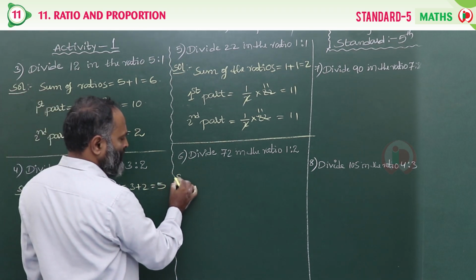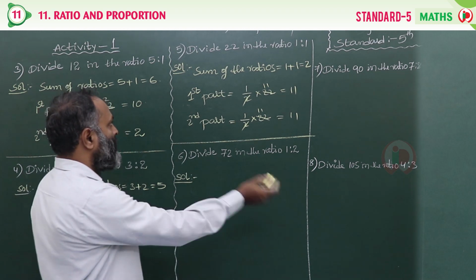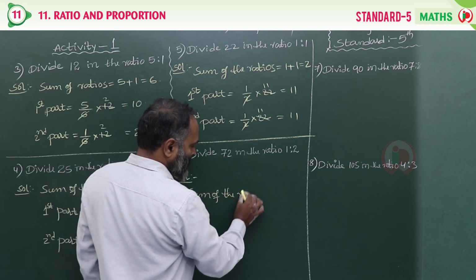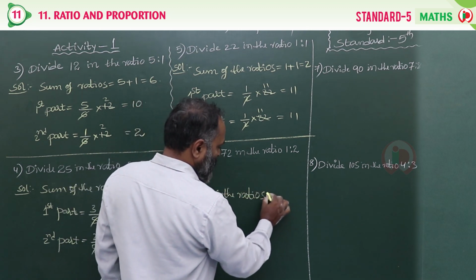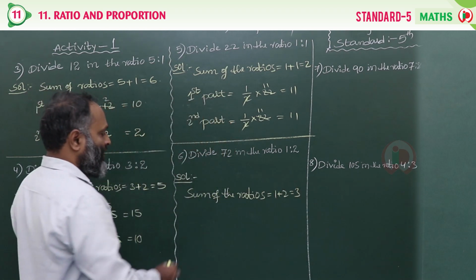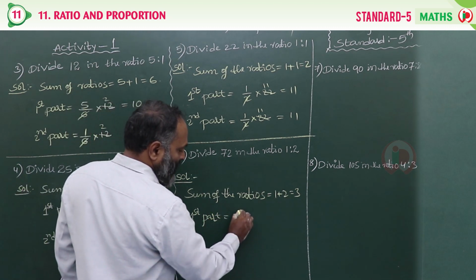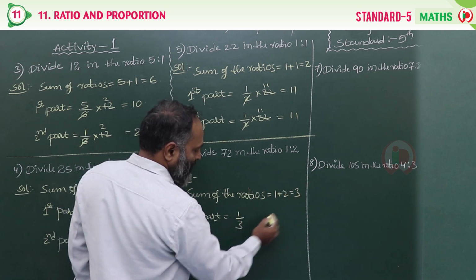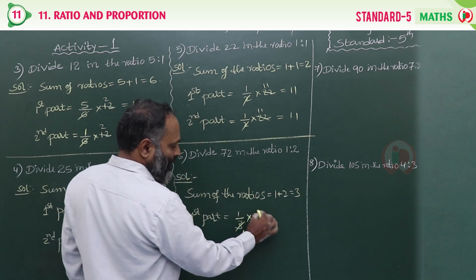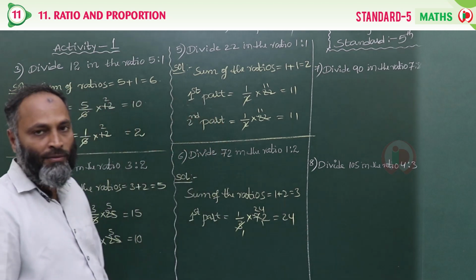Now, divide 72 in the ratio 1:2. So first here, the sum of the ratios, that is 1 plus 2 is equal to 3. So then the first part of the number 72 is 1 by 3. The first ratio by the total ratios into 72. 3 ones are 3, 3 twos are 6, 3 fours are 12, so 1 twenty-four is 24. This is the first part.